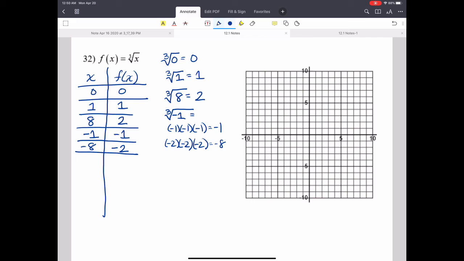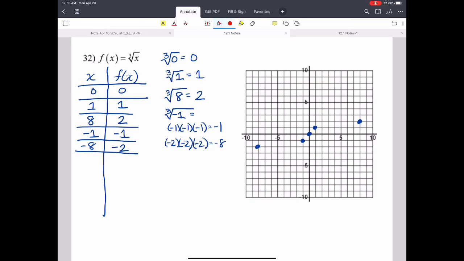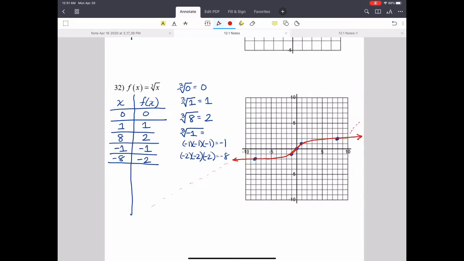So now if I graph these, we've got 0, 0, 1, 1 is right there. We have 8, 2. We have -1, -1. The graph for cube root functions looks a little bit tricky, but it looks like that for the most part. I know I drew them so they look like that, but they don't ever get horizontal. They're forever going in this general downward direction. Same thing here. They're going up very slowly, but they are going up in that direction, for an infinite number of numbers.